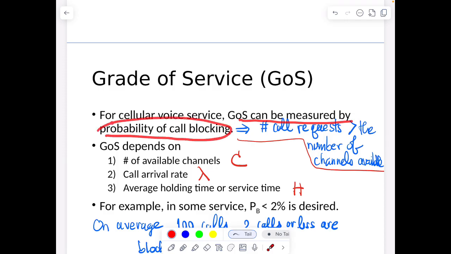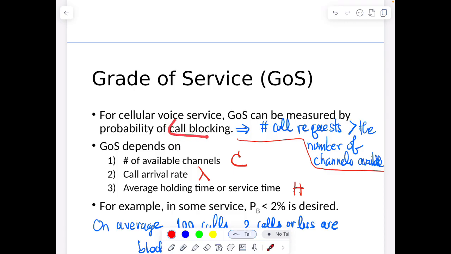of call blocking. When we say probability, it ranges from 0%, which means it's never going to happen, to 100%, which means it's going to happen for sure, or between 0 and 1. So we're going to measure the likelihood that when you make a call, the call will be blocked. If the call is blocked, then the customer will not be happy. That's one way to measure the level of service provided by the network.